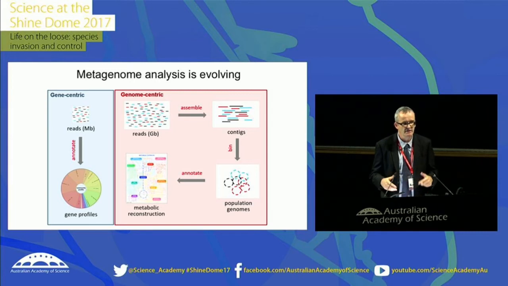If you have that many more pieces of DNA, you can assemble them into larger pieces, and in fact today, we can assemble them into high-quality genomes directly from the environment, which we call population genomes or genomes from metagenomes. And once you have that, then you can work out the metabolic reconstruction to work out what they're able to do. And so population genomes are actually starting to outpace genomes that we're getting from isolates.